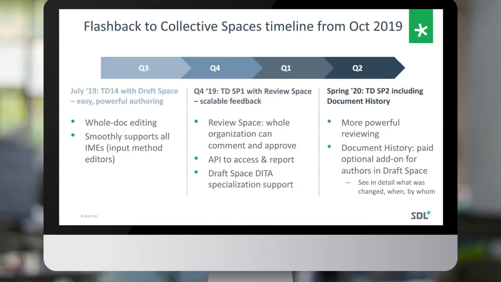And another quick flashback. So this was the timeline we established over October 2019. Not greatly different from what we announced at Connects 2018, but this is exactly what we'd got in October 2019. Of course, it was easy to say Tridion Docs 14. It was already out by then, but we set ourselves quite a challenge for SP1 with the whole reviewing functionality around that, plus the API to access that data, plus a whole new easy but powerful configuration layer supporting data specializations in this environment.